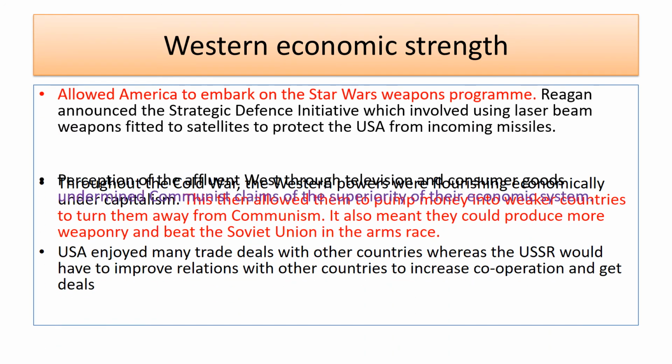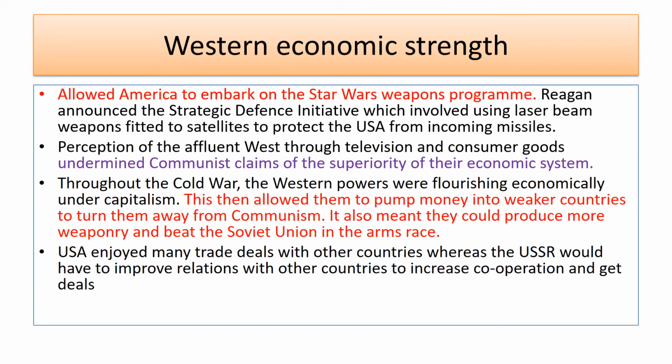Now, Western economic strength. America was in a very strong position. This allowed America to embark on things like the Star Wars weapons program that Reagan announced to try and basically get lasers to shoot down missiles from space. There was the perception that the West was very affluent through television, through consumer goods, and this undermined claims by the communists that their economic system was better. Throughout the Cold War, Western powers were flourishing under capitalism, and this allowed them to put money into weaker countries to turn them away from communism, and it also meant they could produce more weaponry and beat the Soviet Union in the arms race.